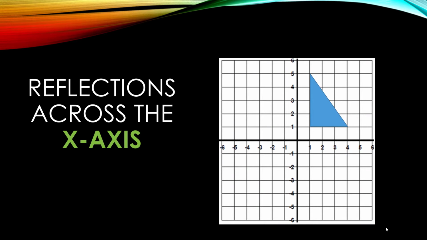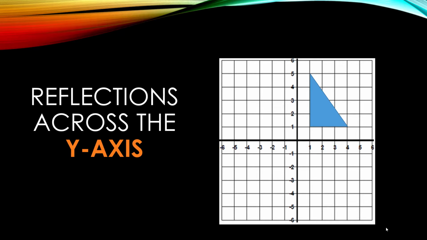Reflections across the x-axis. When we reflect across the x-axis, that means the x-axis is going to serve as our mirror. So our reflection needs to be on the opposite side of that mirror, which gives us this. Our next example are reflections across the y-axis, in which case our y-axis is going to serve as the mirror. So our reflection will have to be on the other side of the y-axis.